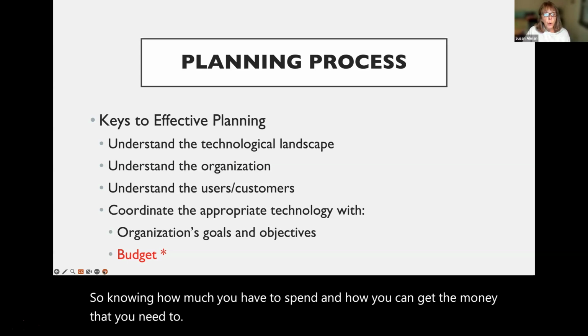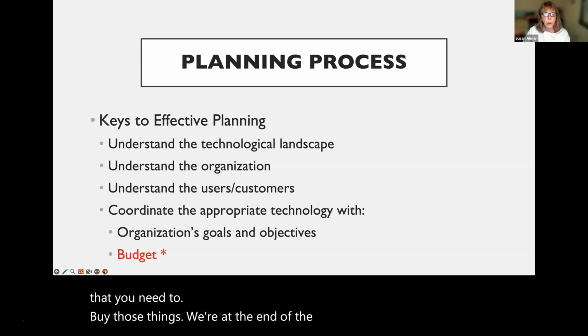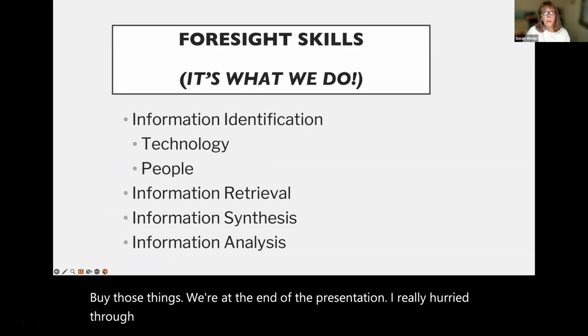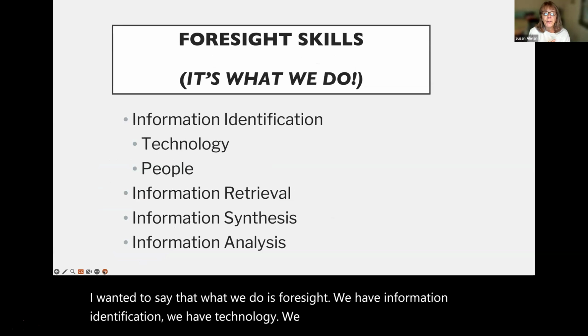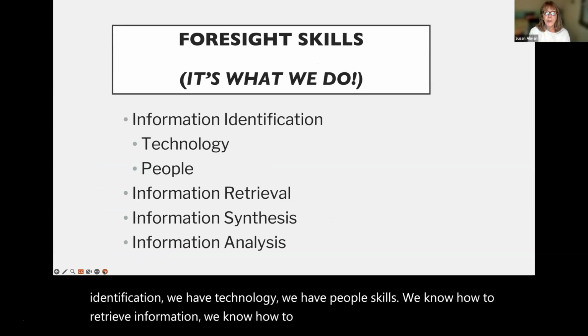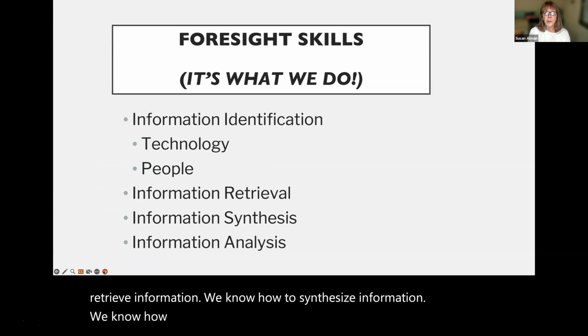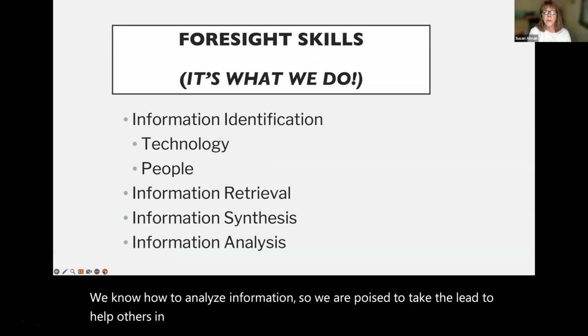So knowing how much you have to spend and how you can get the money that you need to buy those things. We're at the end of the presentation. I really hurried through this, but I wanted to say that what we do is foresight. We have information identification, we have technology, we have the people skills. We know how to retrieve information. We know how to synthesize information. We know how to analyze information. So we are poised to take the lead, to help others in our organizations, to plan for the future.